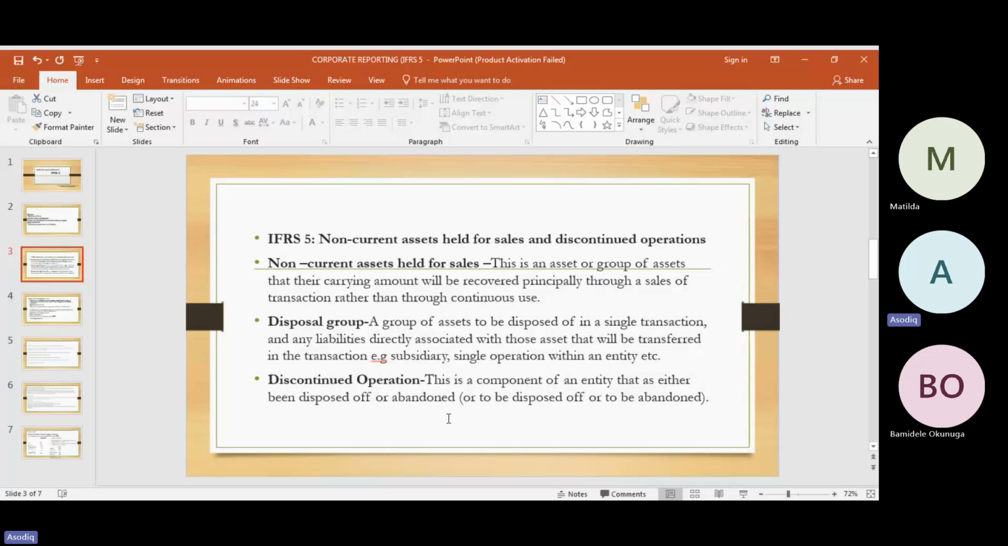Now, we have discontinued operation. This is a component of an entity that has either been disposed of or abandoned, or is to be disposed of or to be abandoned. That means I'm no longer utilizing that particular asset. I have determined that I will no longer be using it. I've set aside the particular account that, at the end of my period, I will no longer be using. Basically, I use a car as an example. If there are two cars I'm no longer using, I will just abandon them. That means I have the intention not to be using that particular asset. That is the meaning of discontinued operation.